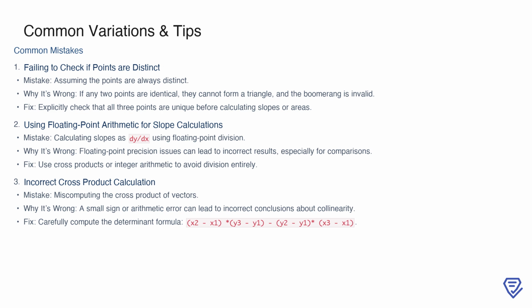Additionally, errors in computing the cross product itself can lead to incorrect results. A small mistake, such as a sign error in the determinant formula, can make you misjudge whether the points are collinear. To address this, carefully apply the formula (x2 - x1) times (y3 - y1) minus (y2 - y1) times (x3 - x1). Attention to detail in these calculations is crucial for accurate results.